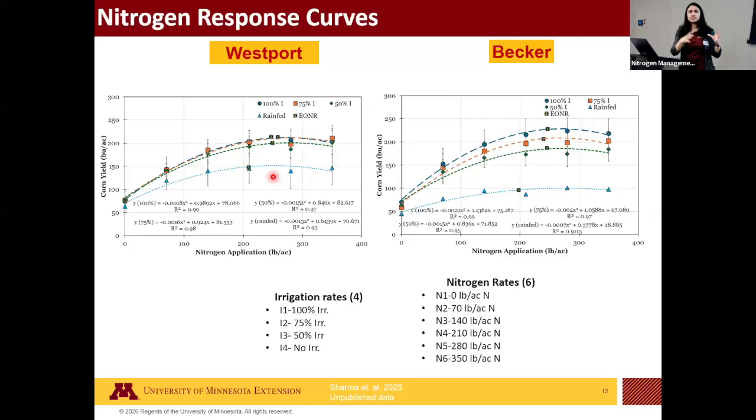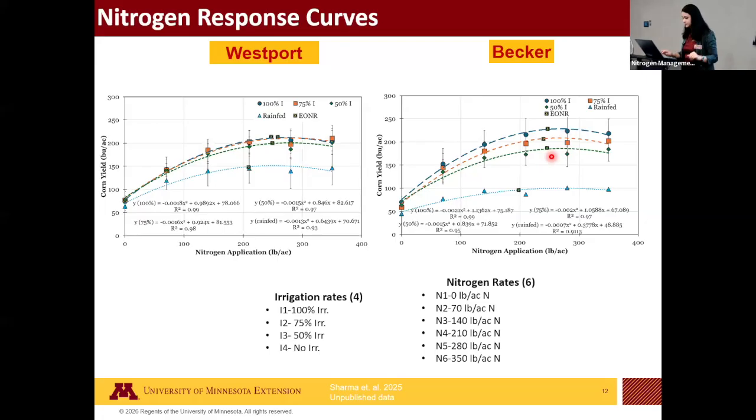Maybe analyzing each year separately would show the differences between wet years and dry years. But this is the 5-year average data, and we did not see a significant difference in EONR between irrigation treatments at both sites. At both sites, our EONR under irrigation was between 240 to 250 pounds of nitrogen per acre when we applied urea in 2 splits.